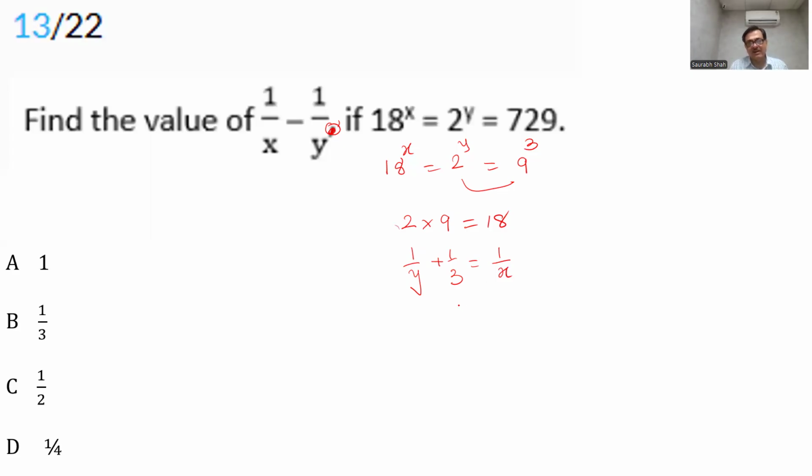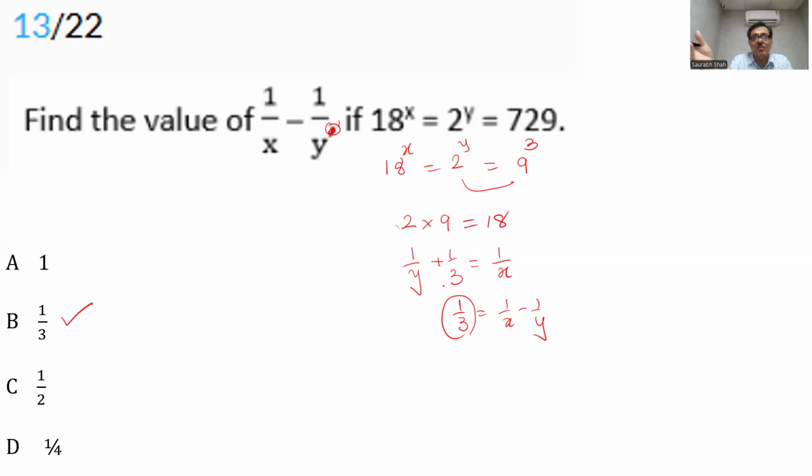Take the 1 upon y to the other side. So we have 1 upon 3 is equal to 1 upon x minus 1 upon y. The answer is 1 upon 3. That is the required answer. Option B is the right answer. A very easy concept. Remember this concept: if the bases are 2 into 9 is equal to 18, 1 upon power of 2 plus 1 upon power of 9 will be equal to 1 upon power of 18.